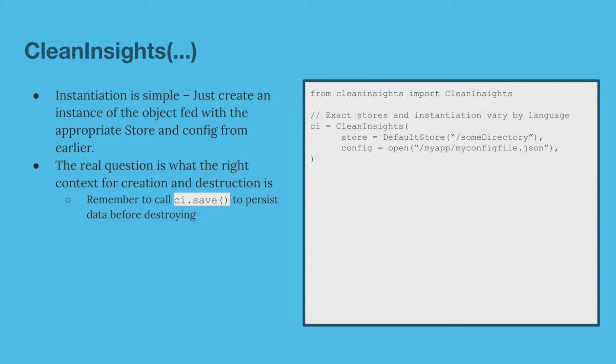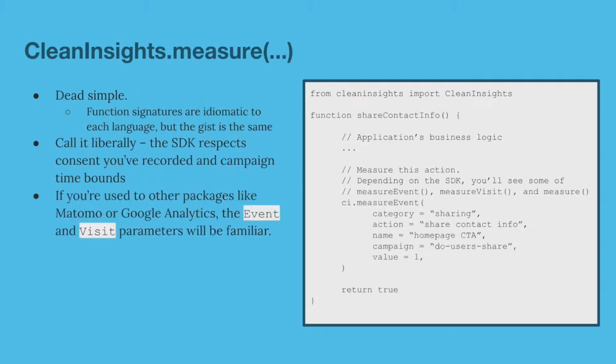You could create and destroy it frequently to keep the places that the app gets modified very minimized, right? You say, I only actually want this file to ever have changes associated with Clean Insights, and I want to leave the rest of the app untouched. You could do that as well. There's nothing inherently right or wrong. Just remember that as you're destroying the Clean Insights object, to call save so that the store is persisted to whatever media you've chosen, and that way you can pick it up later.